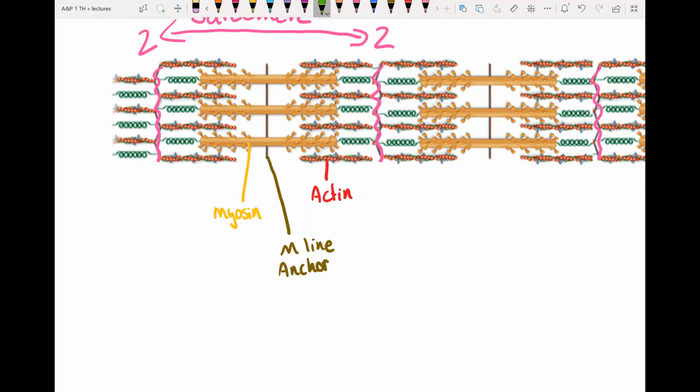We have this green stuff is connectin. Notice it is coiled up like a spring. So it's going to compress and then release. This is what pushes the sarcomere back out to full length when you're done contracting the muscle. It's a spring that gets compressed when the muscle contracts.